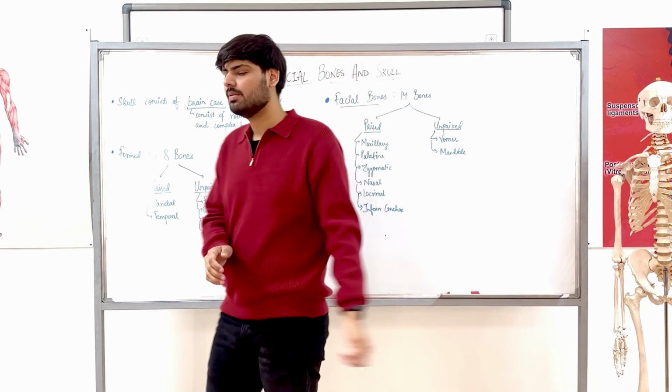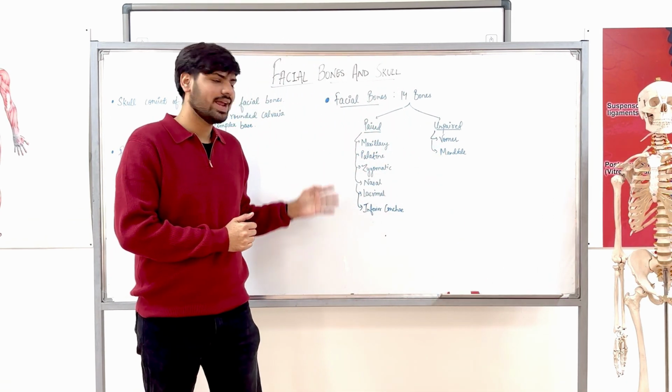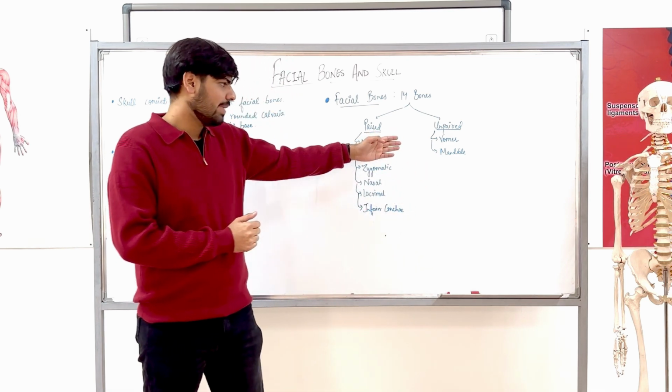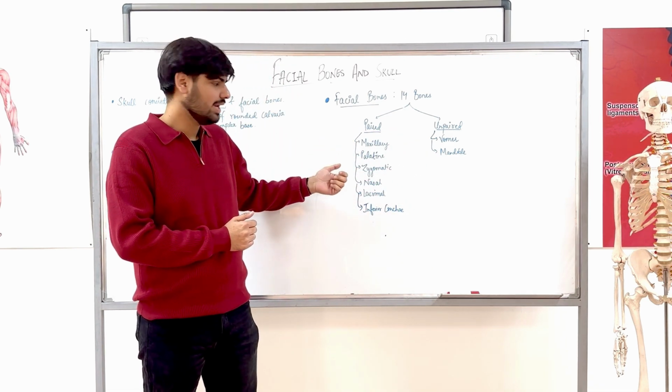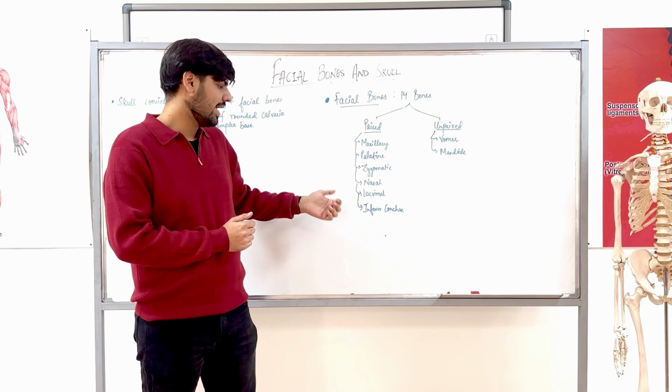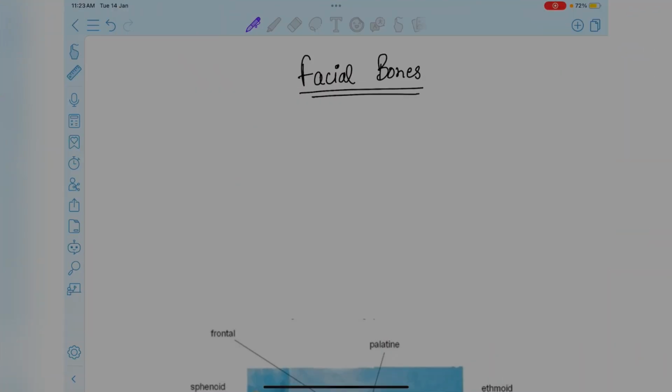Now about the facial bones, they are 14 in number. They also are categorized into the paired and the unpaired bones. So unpaired are vomer and mandible, whereas paired are maxillary, palatine, zygomatic, nasal, lacrimal and inferior concha. So we'll start with the facial bones. Firstly, before discussing the facial bones, we will first see the orbit.